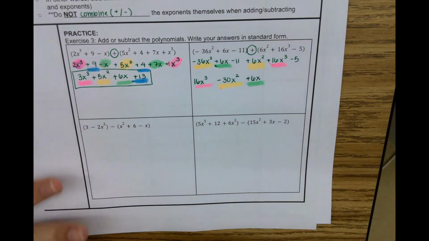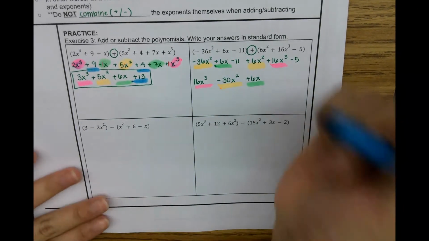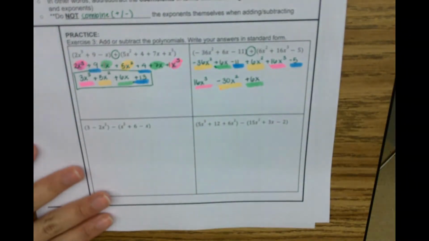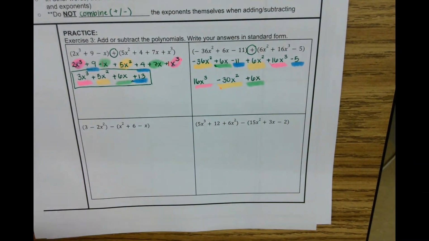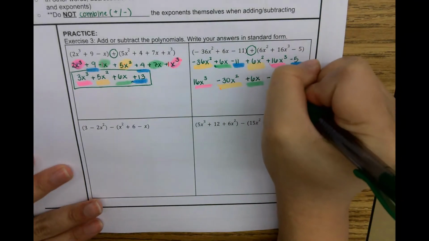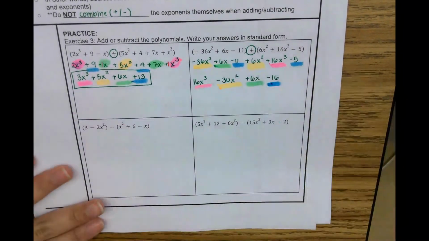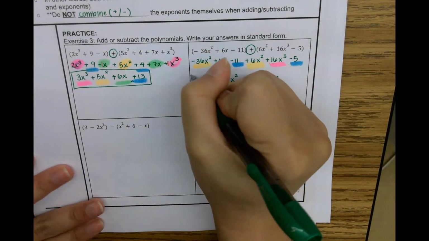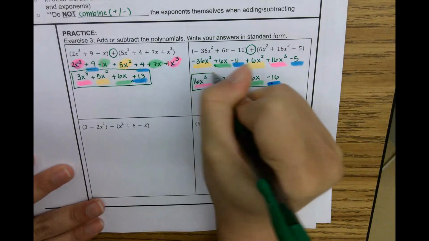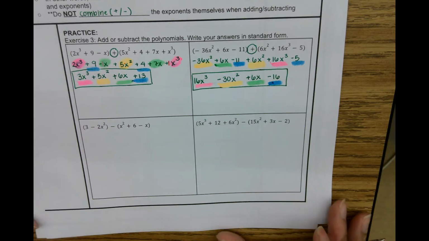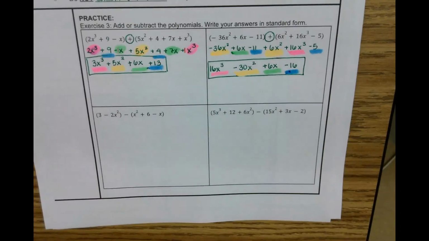And then after x to the power of 1 is my constants. So my constants are negative 11 and negative 5. So negative 11 minus 5 is negative 16. And once I'm done with my constants, I am done. So when I add these two polynomials, my final answer is 16x cubed minus 30x squared plus 6x minus 16. Okay. So now, let's do the next one.